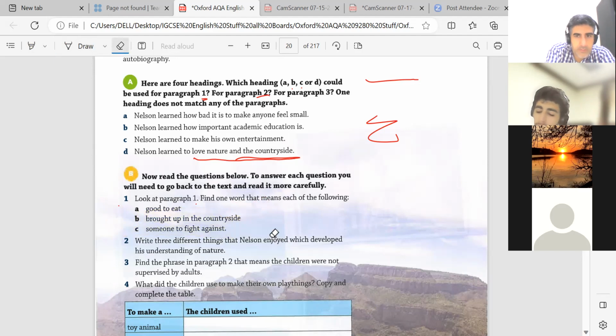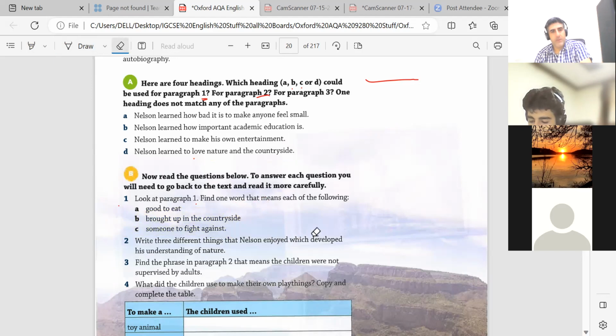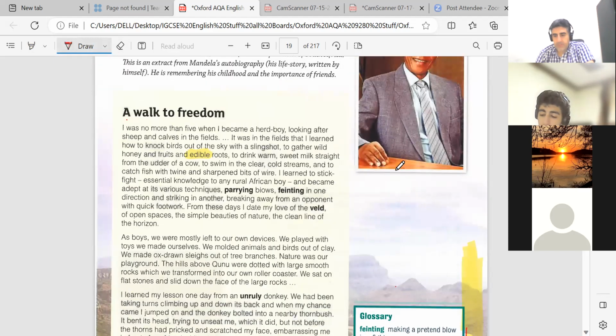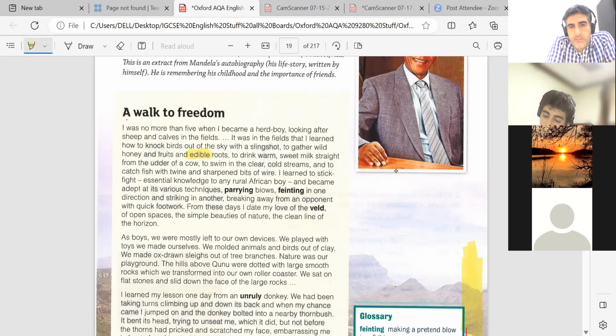I finished both. Same here. Okay, come on Muhammad, can you start? Brought up in the countryside. Muhammad, did you finish? One second, I lost the page. Okay, Akram.